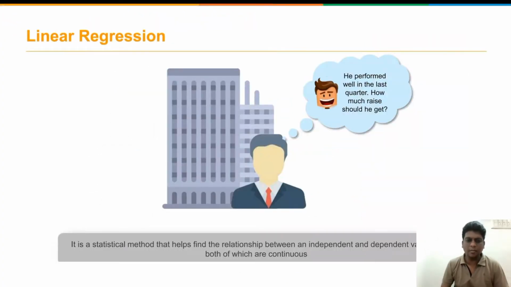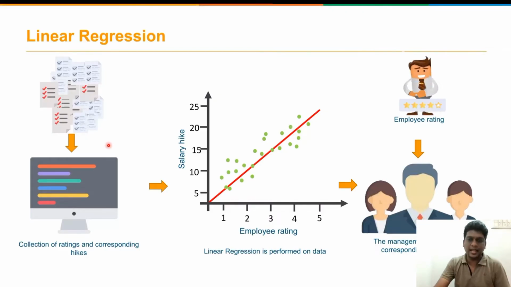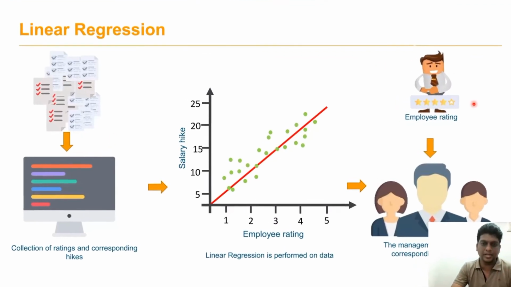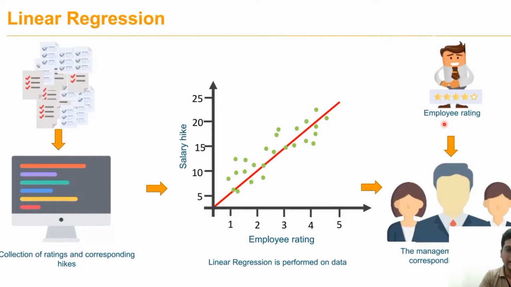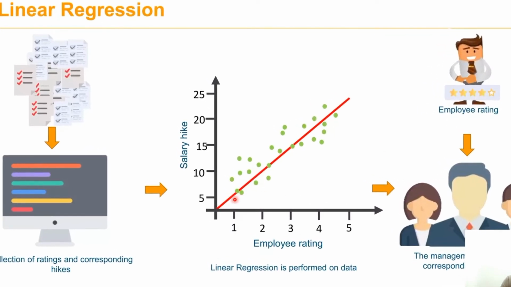Linear regression normally helps to find the relationship between independent and dependent variables. Both are continuous terms. Here you can see a salary hike of an employee determined based on the rating of the employee. Here is the regression line that has been drawn with the help of the slope equation y equals mx plus c.